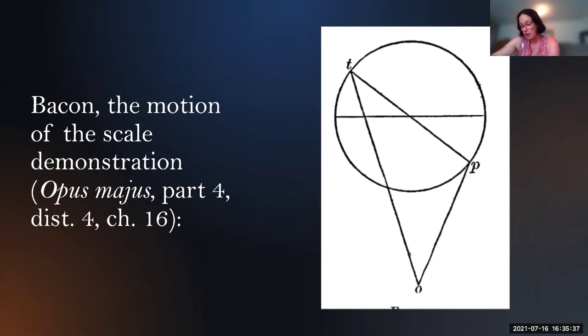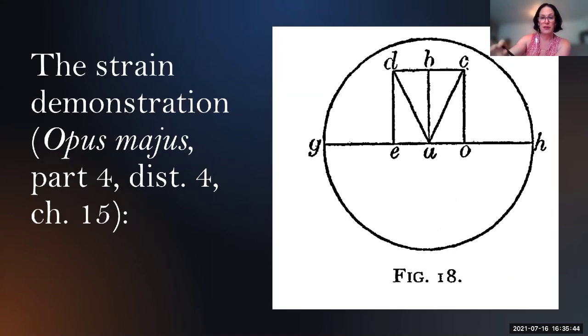Bacon adopted in full the idea of motion as resulting from a composition of forces and applied it in various contexts. One example is found right before the chapter on the motion of the scales, namely chapter 15. Here, Bacon demonstrated geometrically that the natural movement of a triangular body downward involves strain and therefore produces heat. So the common notion was that only violent motion produces heat. Bacon is showing here that natural motion also produces heat.